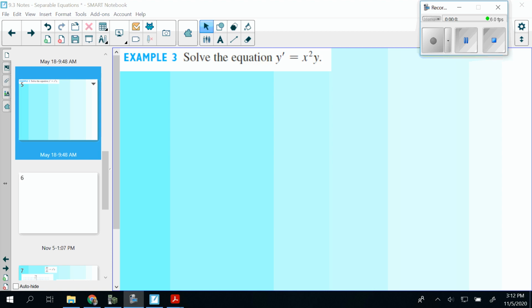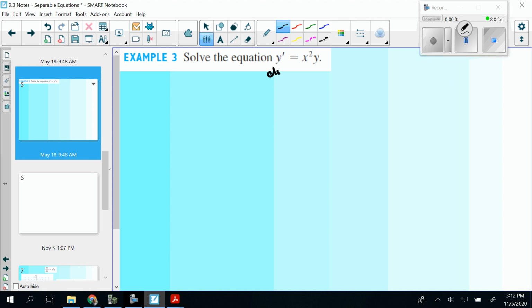All right, this one wants us to solve this differential equation again. When you're solving differential equations, rather than using that y prime notation, it's better to use this Leibniz notation because we can then separate out the y's and x's. So here, we'd want to multiply the dx over to the side with the x's.